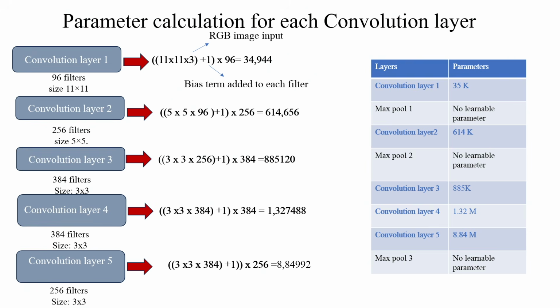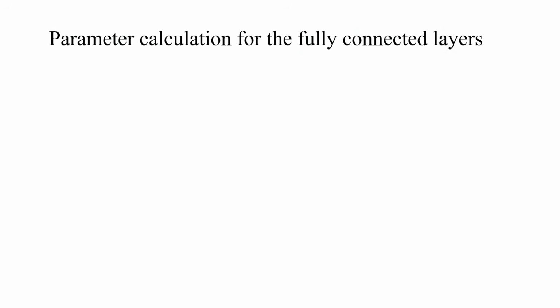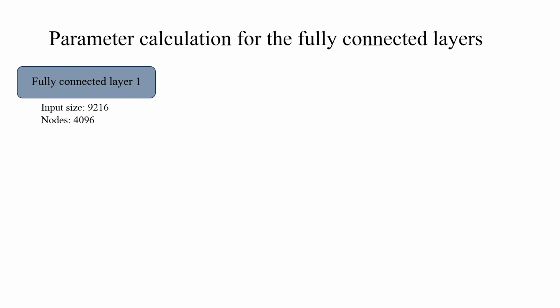So, this table gives a comprehensive picture of the number of parameters in each and every convolution layer of AlexNet. Then we will see the parameter calculations for the fully connected layers. Now, fully connected layer 1, there are two fully connected layers.